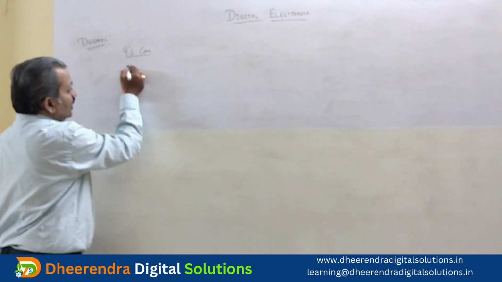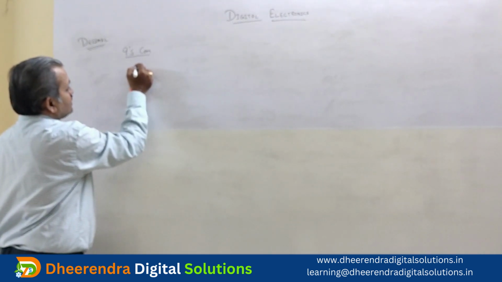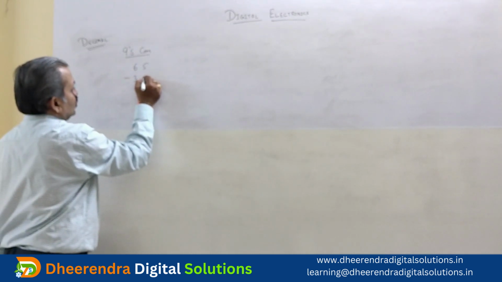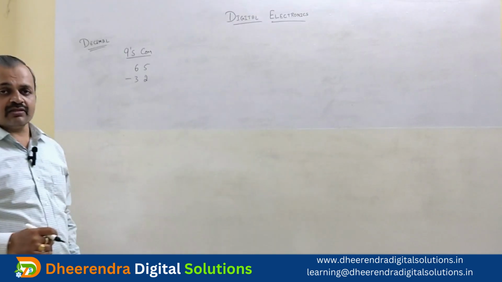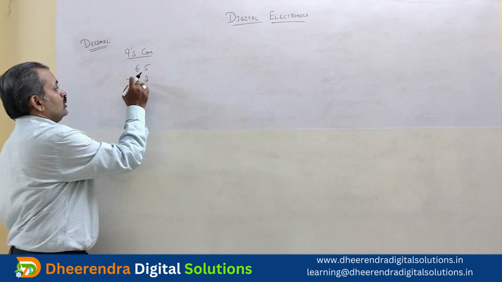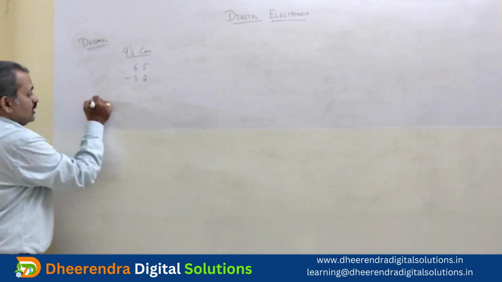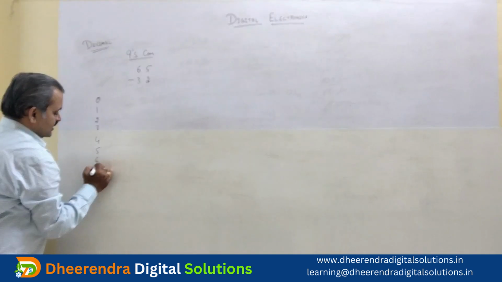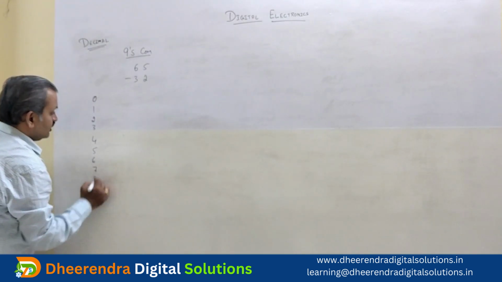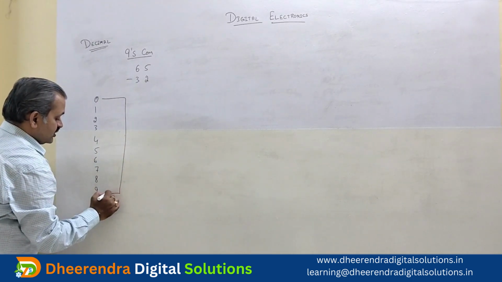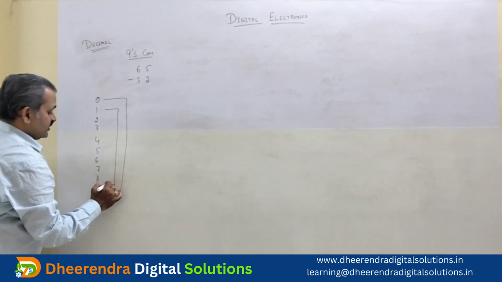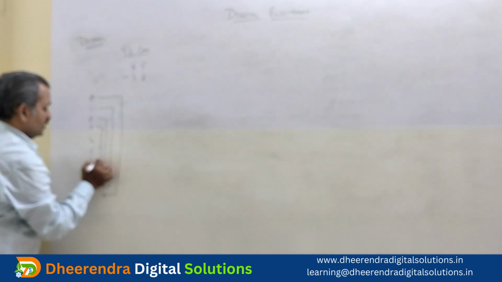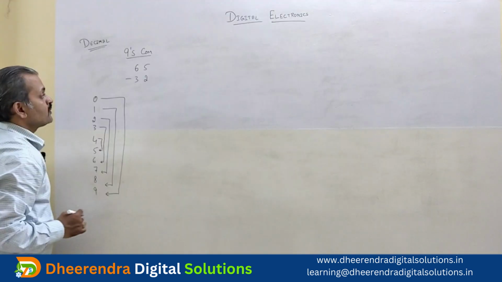Now, how do we go about this? Say for example, let us say 65 minus 32. We have numbers 0, 1, 2, 3, 4, 5, 6, 7, 8, 9, and we know the complements run down from one extreme to the other. So we have all the complements available over here on the board for quick reference.